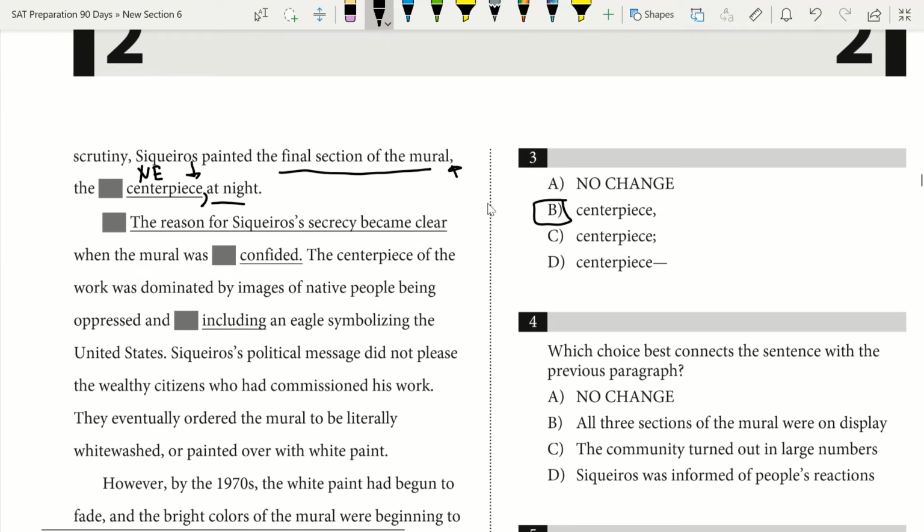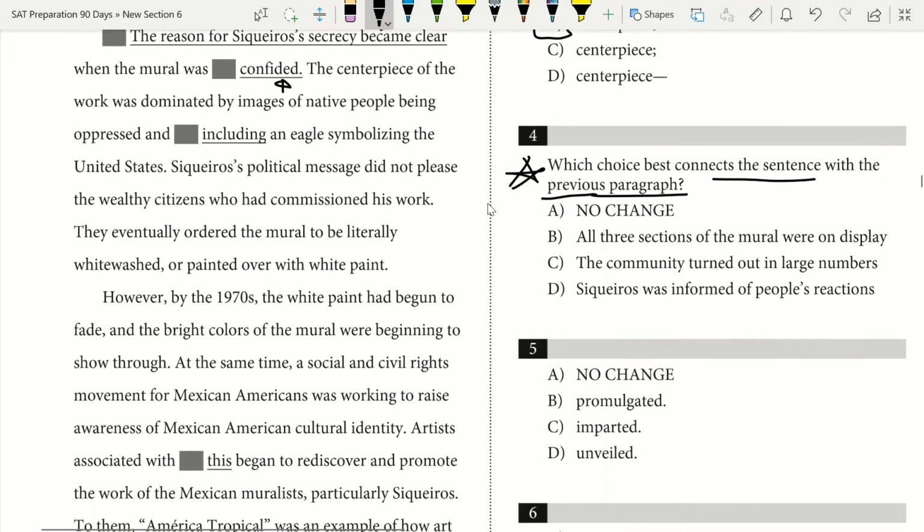So now we're on to question 4. We have "The reason for Sequeiros' secrecy became clear when the mural was confided." Okay, so I've got 2 things here. First, I'm asked which choice is best, connecting the sentence with the previous paragraph. In my previous paragraph, I was talking about his secrecy, right? He was secret. He painted that final section at night. Now I'm saying the reason for his secrecy became clear when the mural was confided. I know I'm going to have to switch that as well. A better word there is going to be "unveiled."